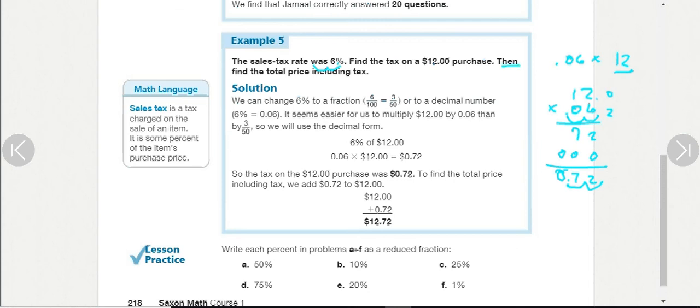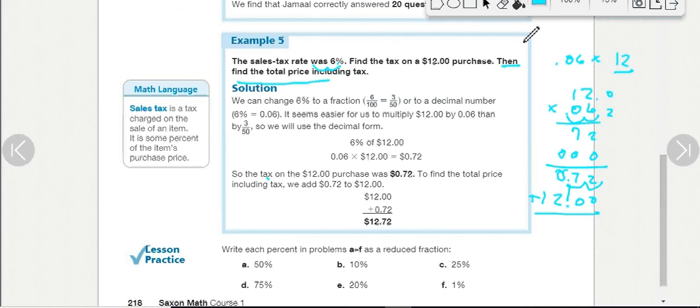Don't forget the ends of questions. Find the total price. That's why we always go back and check, is our answer reasonable? Total price on a $12 purchase would not be 72 cents. Instead, we tack that on to the 12. Line up your decimal places, right? Final answer is $12.72.